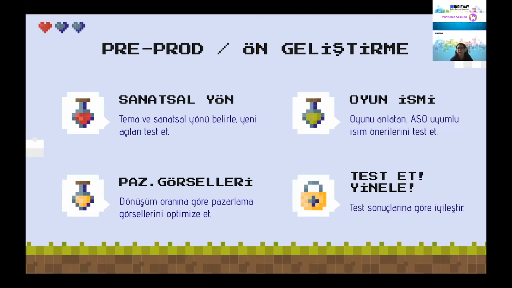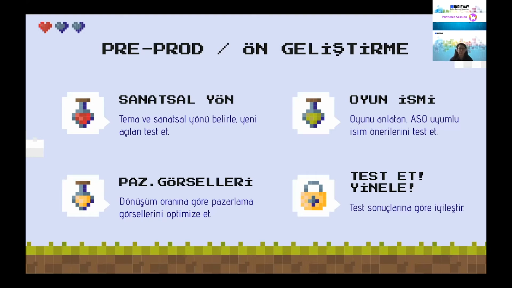So now let me continue about pre-production phase. Marketing team might test as well the art part of the game. Maybe you have a cartoony style. You can test if the target audience would like it or not. You can make some certain measurements.